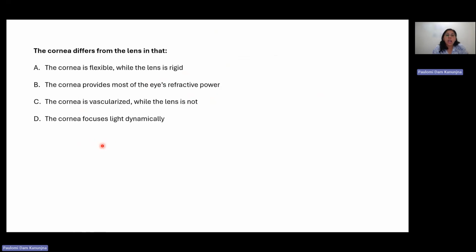Okay, let's move ahead. Now, the cornea, which you know is present as the first layer, differs from the lens in what terms? So, read the options. The cornea is flexible and the lens is rigid. The cornea provides most of the eye's refractive power. The cornea is vascularized while the lens is not. And the cornea focuses light dynamically. Basically, whenever it says the cornea does this, it means the lens does not do this. So what is the difference between lens and cornea? Read and answer. This is not difficult, but just read. You should be able to do it.